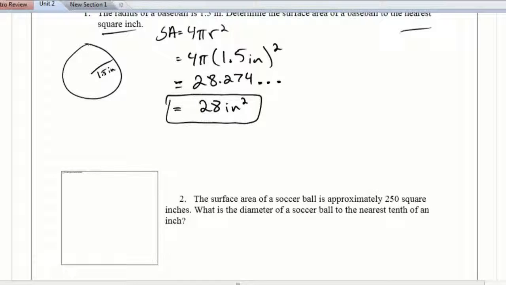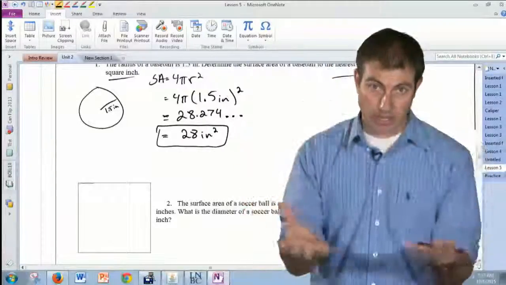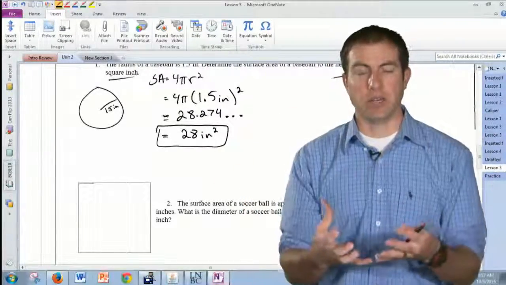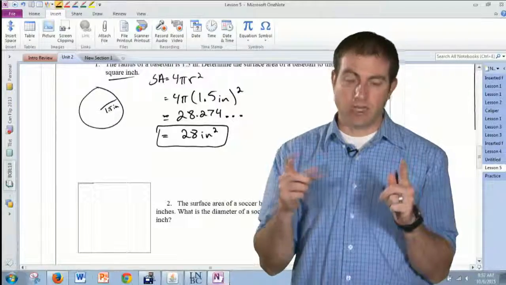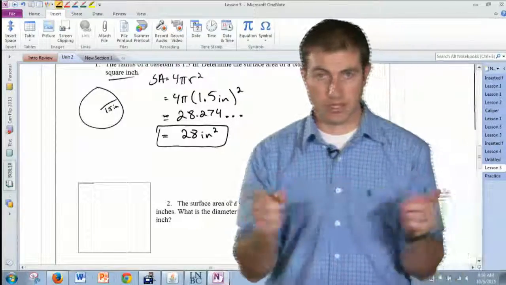The next question asks us to find the surface area, or sorry, it doesn't ask us, it's telling us the surface area of a soccer ball is 250 square inches. What's the diameter of the soccer ball to the nearest tenth of an inch? So this is one of these sort of backwards questions where we're given the outside, the surface area of the ball, and we're asked to find the diameter. So from side to side through the center.